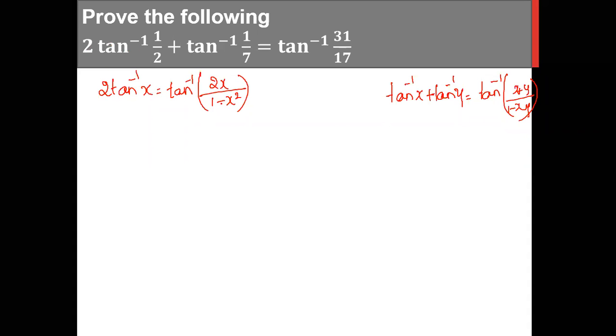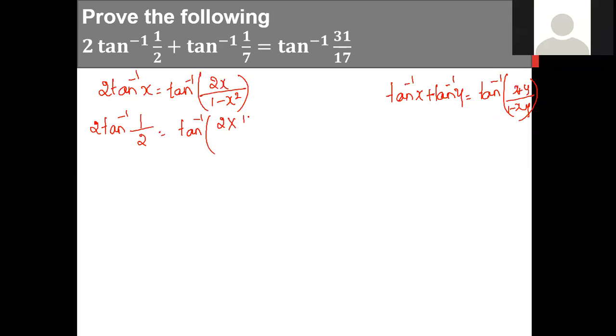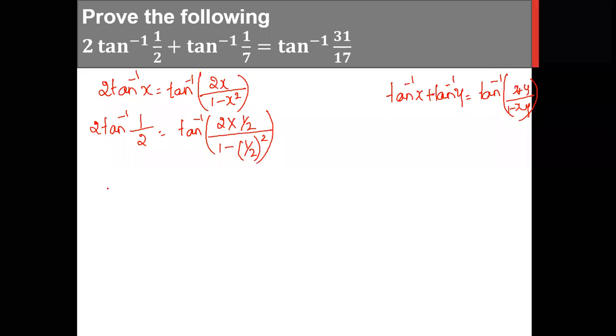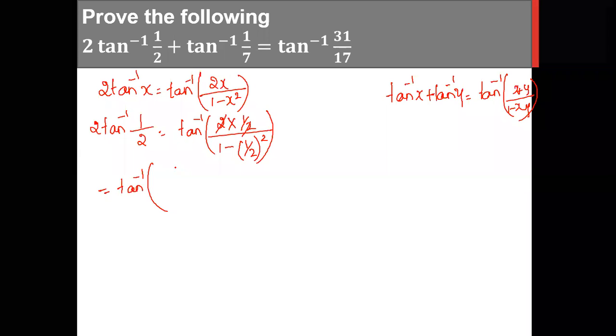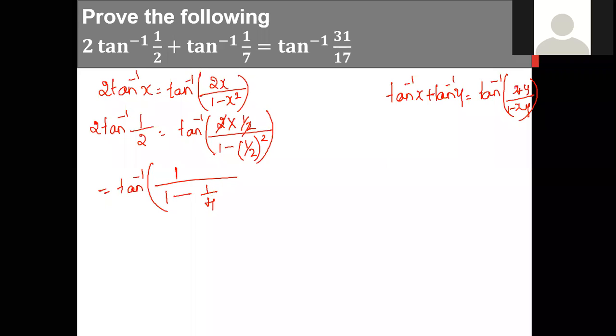Once 2 tan inverse is converted into tan inverse, then we can use this formula. So if I apply that, 2 tan inverse half becomes tan inverse of 2 into half divided by 1 minus 1 by 2 square. So that is tan inverse of 2 into 1 by 2, the 2 gets cancelled, so 1 is remaining, 1 by 1 minus 1 by 4.